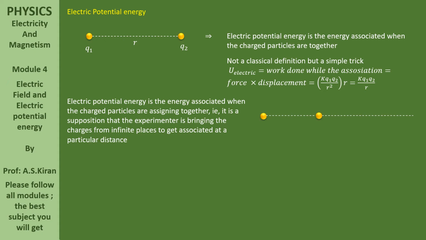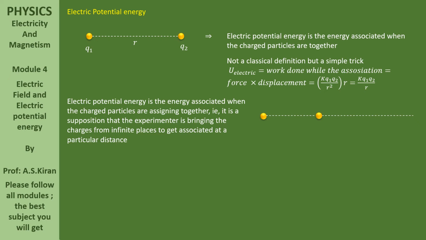Here, there is an argument that arises. Of course, both the charges are positive. We are taking it like that. To get the two charges associated, one has to do work. The experimenter has to do work because positive charges never associate. They always try to repel. Somebody is bringing that charge from infinite places to that point.